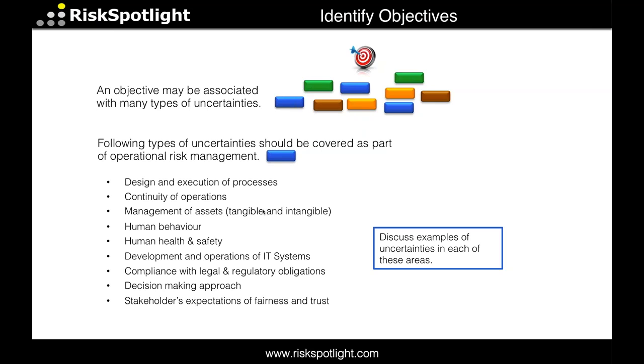Now, as operational risk managers, how do we help our organization identify those operational risk-related uncertainties? Some of the criteria you can use are listed down here. Let's discuss this as a group. Can you post some examples of uncertainties where, if we design the process in a certain way, or if it is executed in a certain way, it could influence our objective?